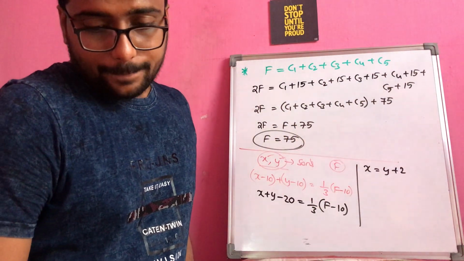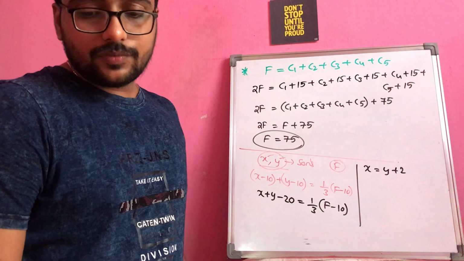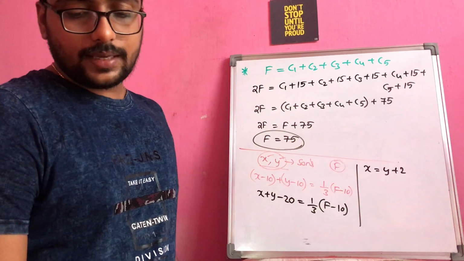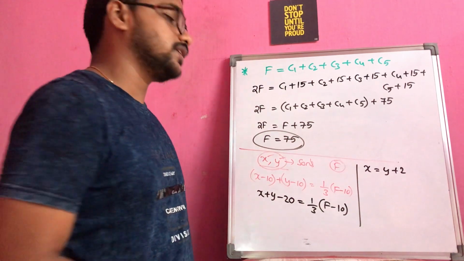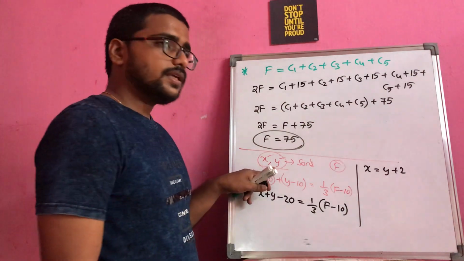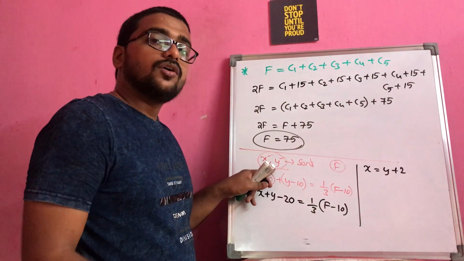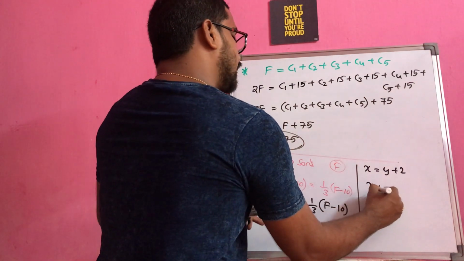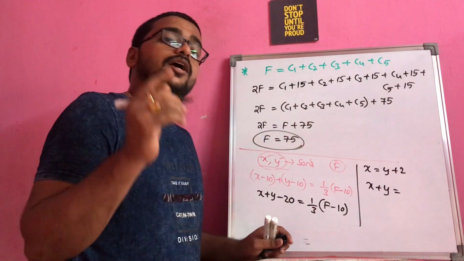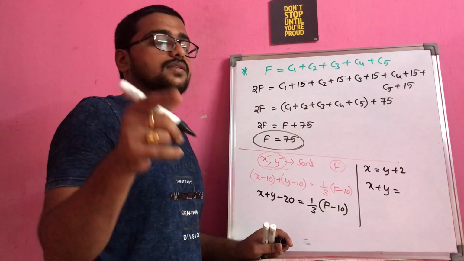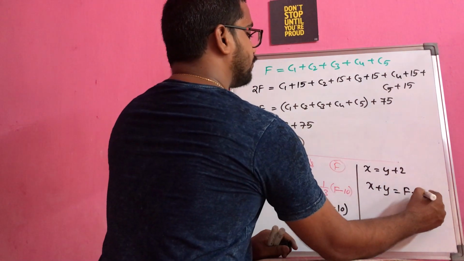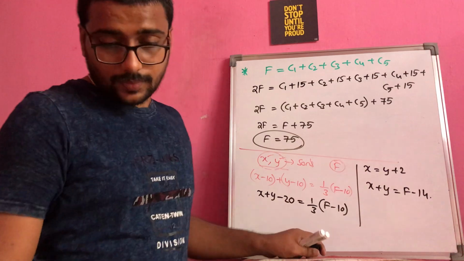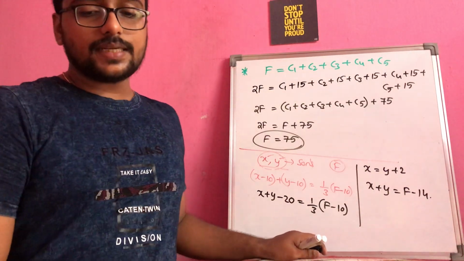Now, one son is older than the other, and the sum of their present ages is 14 years less than the father's present age. So that means X plus Y is equal to 14 years less than the father's age, which is nothing but F minus 14. Find the present ages of all.